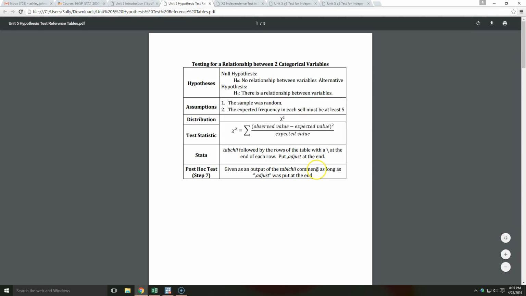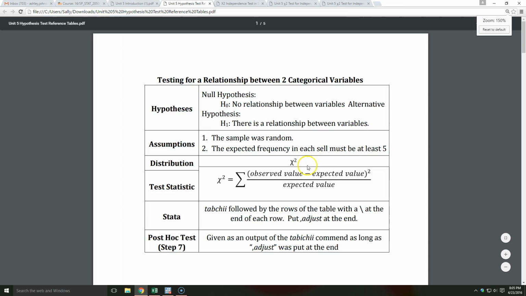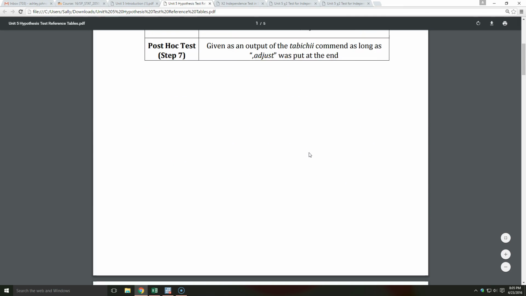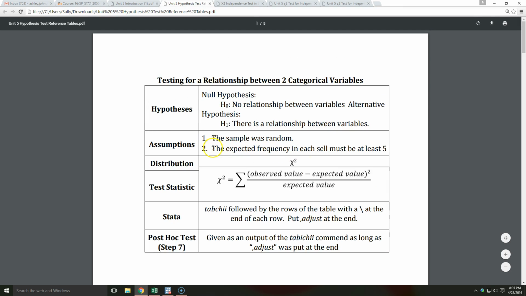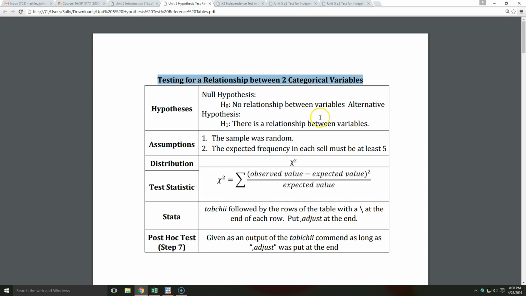So first we have new hypothesis test reference tables. For your final exam, you will get all of your reference tables, except for the confidence interval ones, because we won't be doing those by hand any longer. So this first one is our reference table for topic 1, testing a relationship for two categorical variables. I'm going to go through this in general, but there are a few pieces that we'll go through a little bit more specifically with the notes.